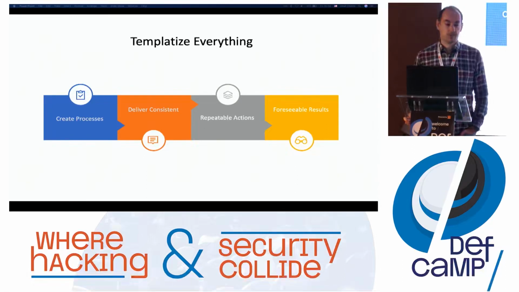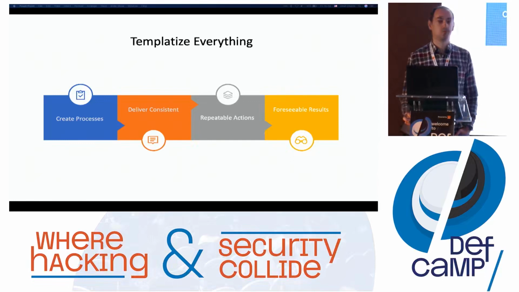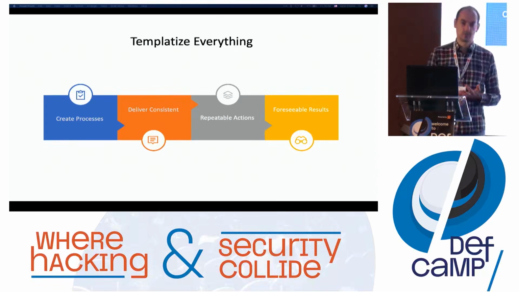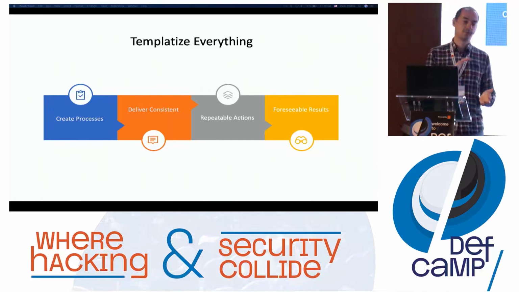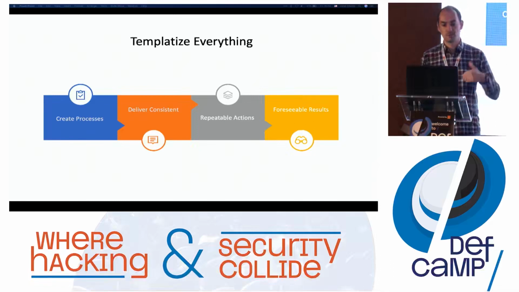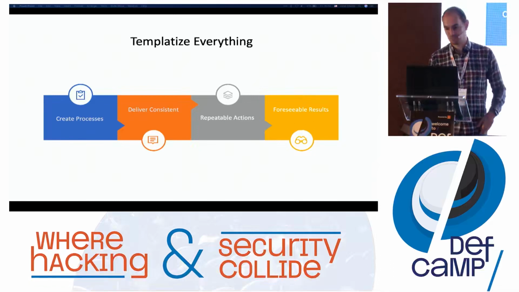Templatize everything. Create processes, deliver consistent, repeatable actions with foreseeable results. Before automating everything, you have to put things in templates. Threat intelligence briefs, awareness messages. Whenever you have breaking news in the news outlets, you have to have the template prepared. You have to have your words with you. You have to put it in writing and send it out fast. You don't want to have your CISO bringing the news to you. You have to go first.